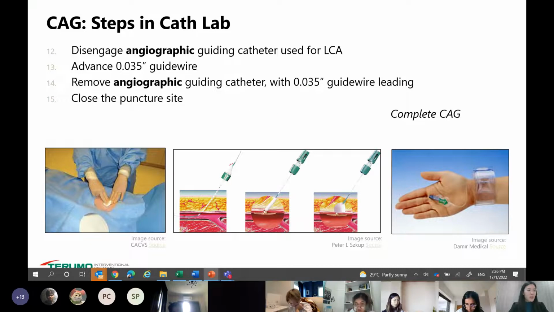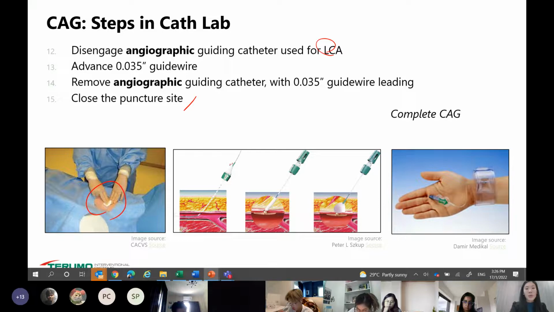Okay, so that's about it for CAG. Once I finish taking my left coronary artery images, I will disengage the angiographic guiding catheter, again advance my 035 guide wire so that I can remove my guiding catheter safely, and then I will close my puncture site. After that, you have to remove your insertion sheath before you totally close it with different kinds of methods.